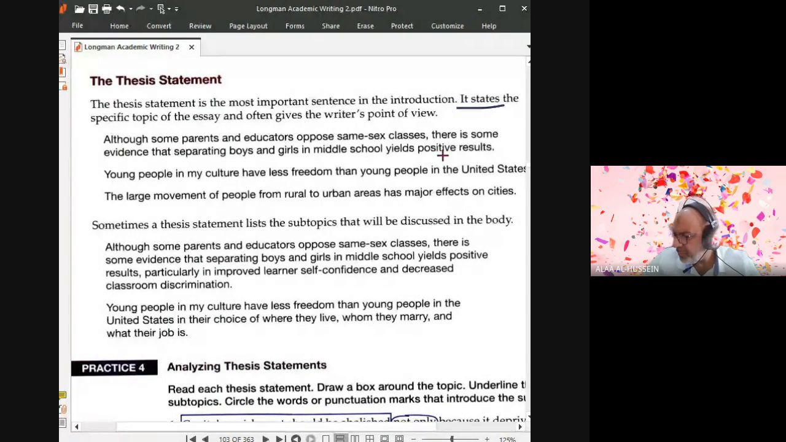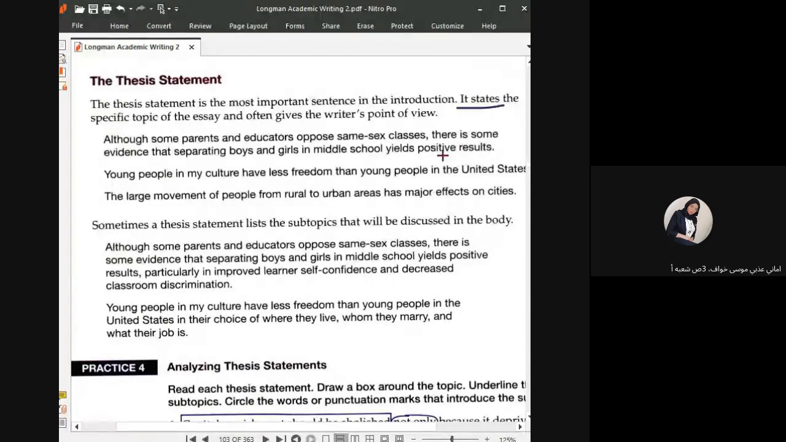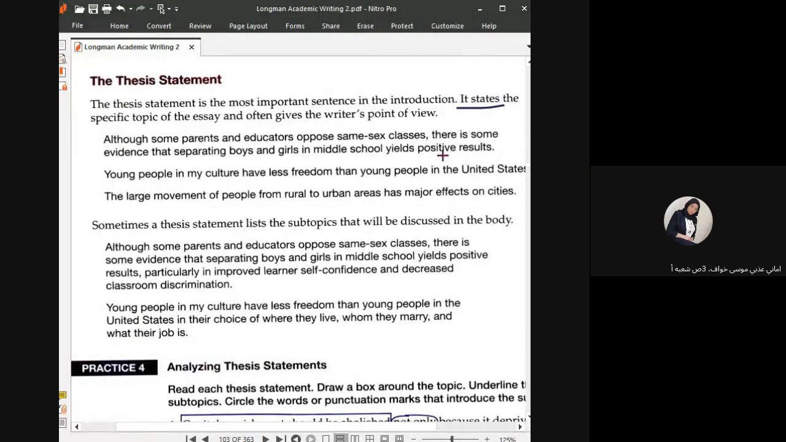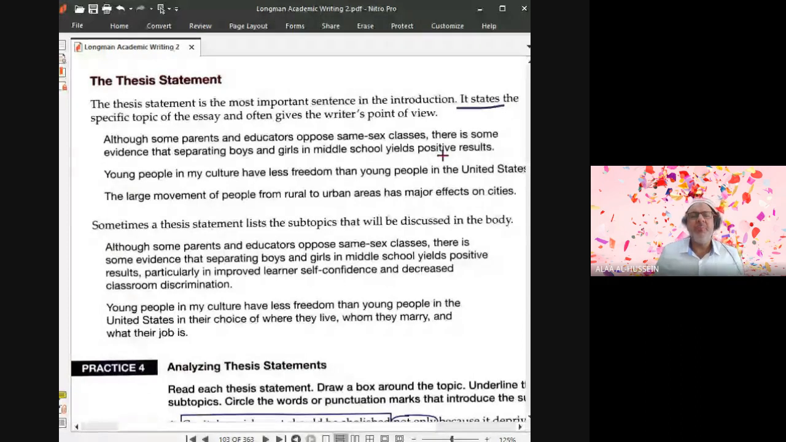Amani Azbi. Sir, I think it's by the pronoun it. It states. Yes. The pronoun it. Why? It refers back to the thesis statement in the first sentence. Okay, and therefore, they are connected to each other. Okay, excellent. By the pronoun it, simply speaking.